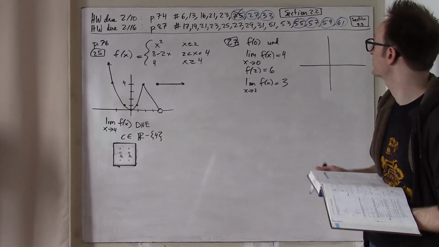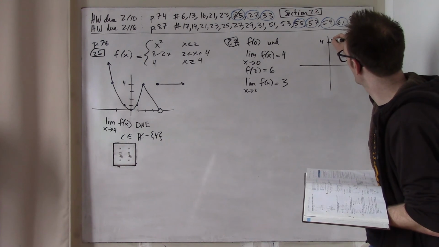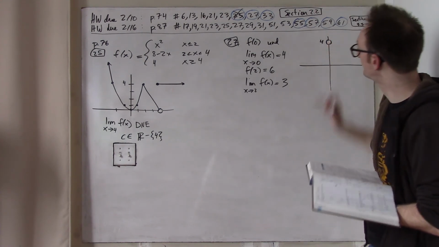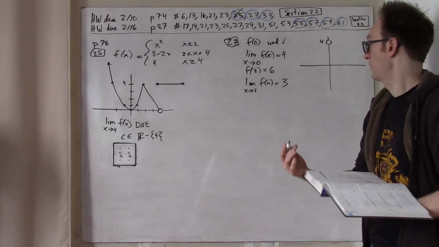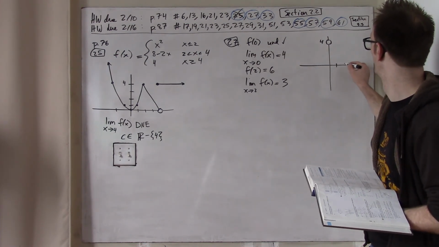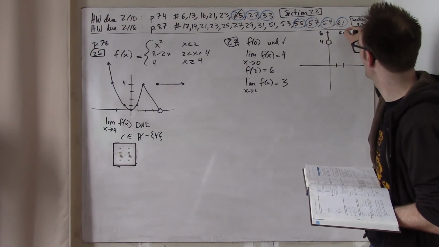Near 0, the function should be basically 4. So I'll go up here to 4, and I'll put a sort of open circle there, all right? Because in fact, f of 0 should be undefined. What else do I know? That f of 2 should be 6. So here's 6, so I'll put a dot there as well.